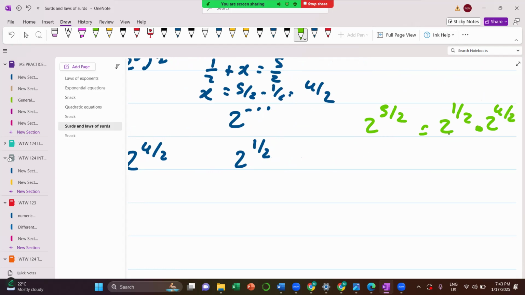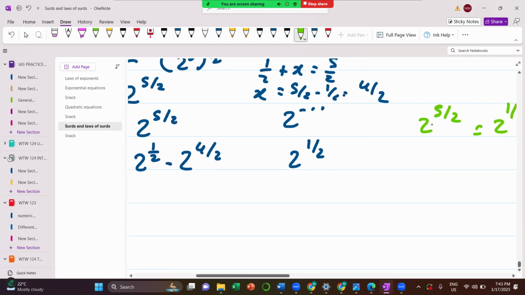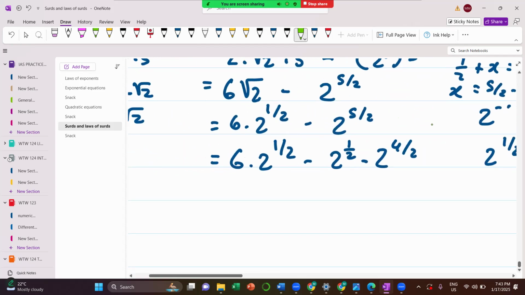According to that law, in case I multiply powers of the same base, I just add the exponents and then they're going to give me 5 over 2. Are you guys okay? Yes, sir. Fine. So let's move on.